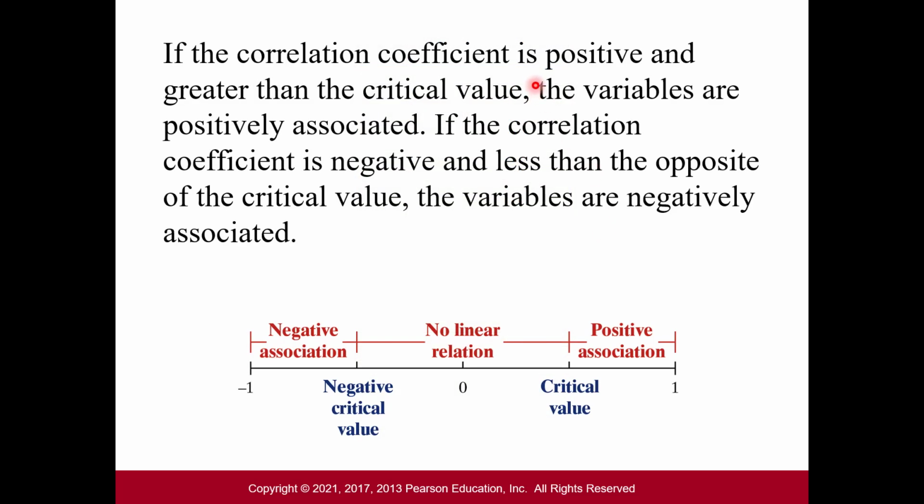So if the correlation coefficient is positive and greater than the critical value, the variables are positively associated. If the correlation coefficient is negative and less than the opposite of the critical value, basically if we put the minus sign on the critical value, then the variables are negatively associated. So here's just a visual for that statement. Remember, the closer we are to 0 with our correlation coefficient value, there's no linear relation, but the closer we are to -1 and 1, there's the positive or negative linear association.